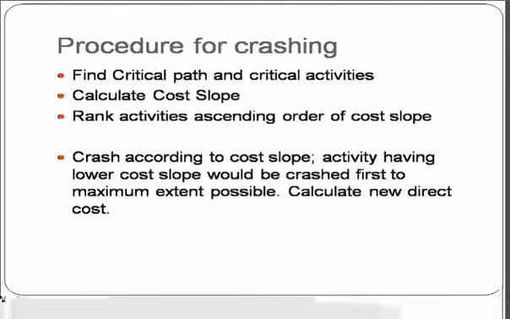Then rank the activities in ascending order of cost slope. Then crash according to cost slope. That is, the activity having the lowest cost slope would be crashed first, to the maximum extent possible, and calculate the new direct cost. This is the procedure followed for crashing. So crashing is also an important part of the project network. If we have to reduce the duration, we follow this crashing method. These are the steps followed.